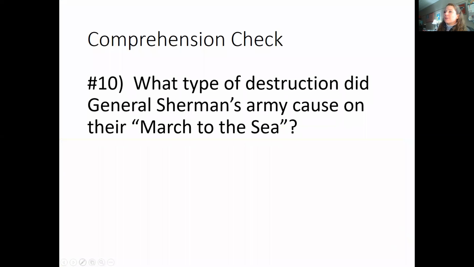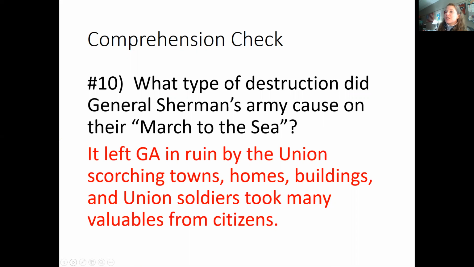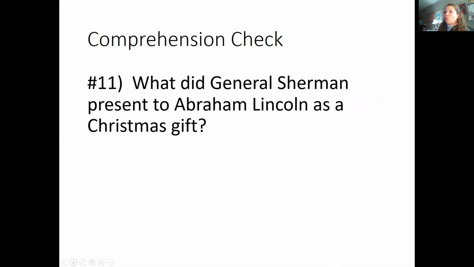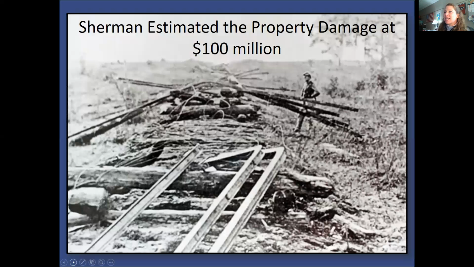All right, what type of destruction did General Sherman's army cause on their march to the sea? It left Georgia in ruins, with the Union scorching towns, homes, buildings, and Union soldiers took many valuables from citizens. What did General Sherman present to Abraham Lincoln as a Christmas gift? The city of Savannah.